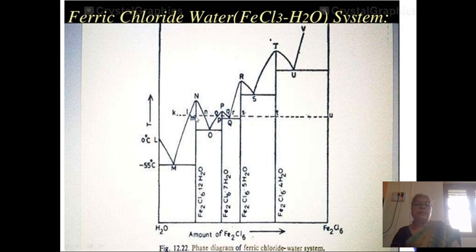And the phase diagram is shown like this. We will see the explanation of the phase diagram of the ferric chloride and water system later on. This diagram contains 1, 2, 3, 4 and 5 eutectic points, and these are the melting points of the newly formed solids. Okay, we will see later on.